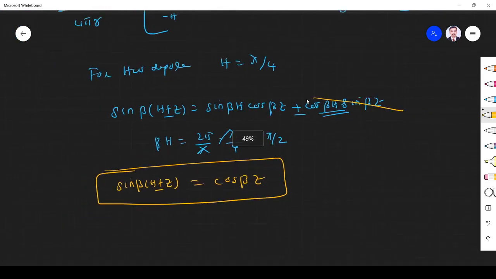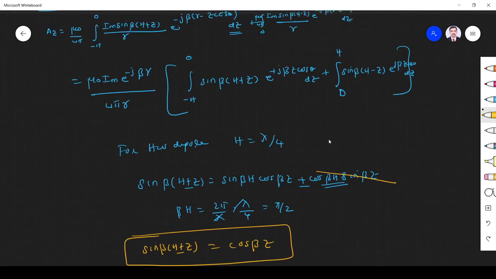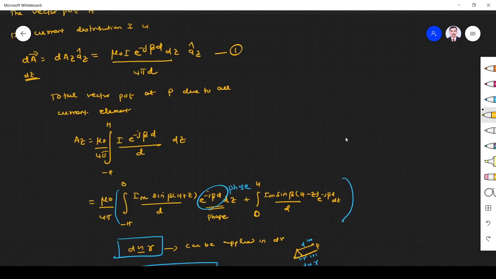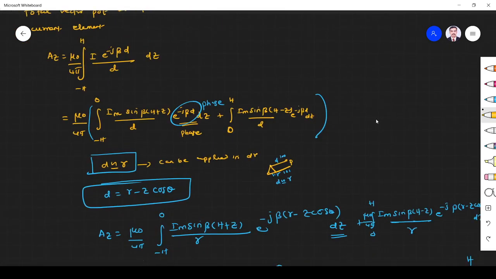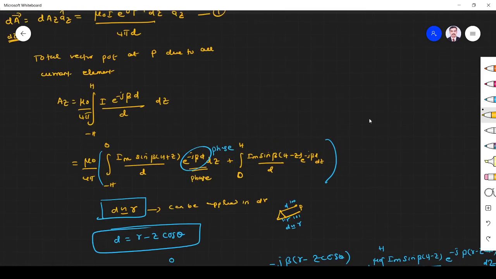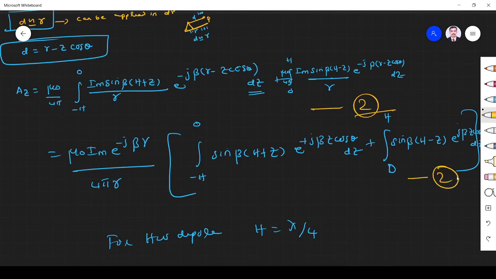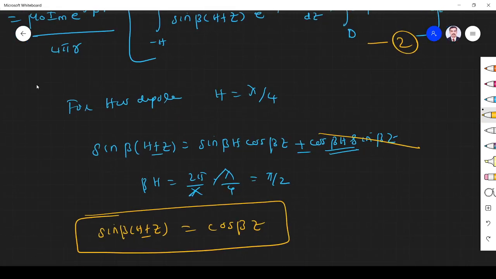So here in this equation, I put some number for these equations, then only it will be very easy. So this is equation number 1, right? And let me substitute. This is equation number 2, from half wave dipole antenna. Now we go for the next equation. So in equation number 2, I substitute this value.